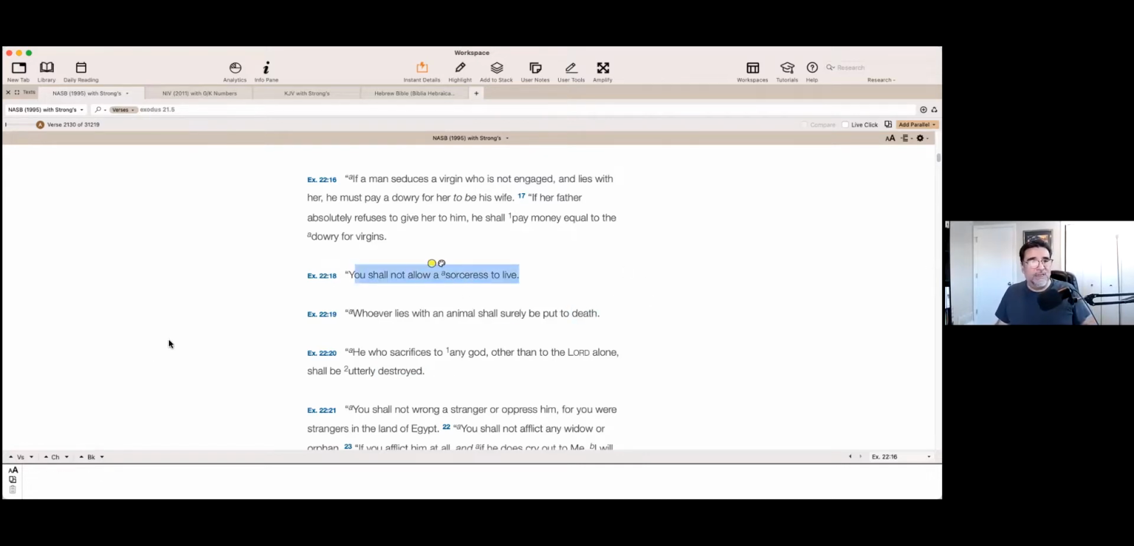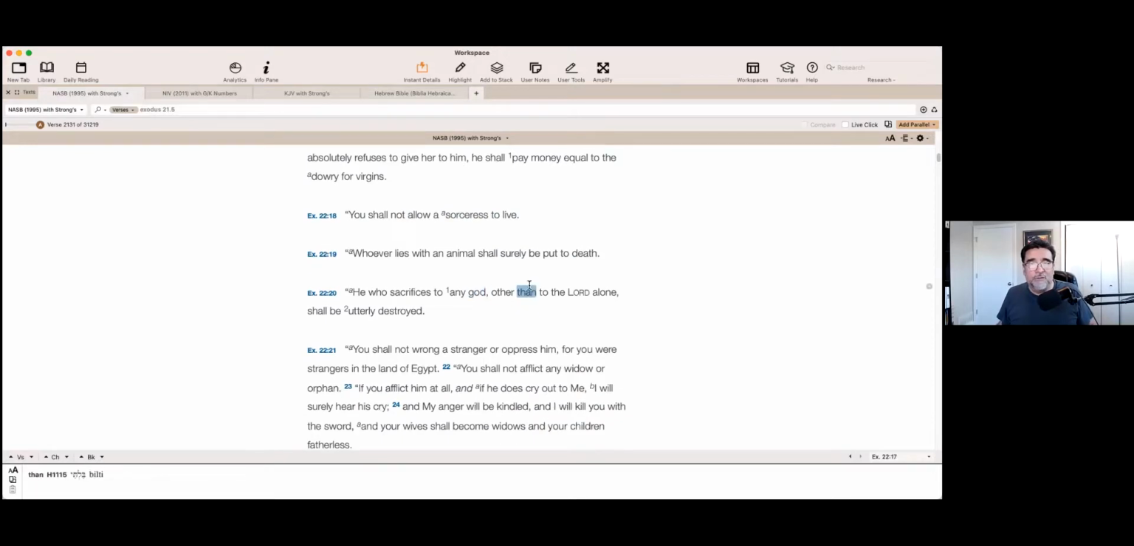I mean, if we put that into the present day, and if we implemented something like this, I think that we'd have a little bit of a deterrent for drug dealers, right? Because they'd be considered as being modern day sorcerers and sorceresses. So this is one of the ones that I wish were on the books in the present day in some way, shape, or form. Whoever lies to the animal, bestiality, shall surely be put to death. He who sacrifices to any Elohim other than to Yahweh alone shall be utterly destroyed.